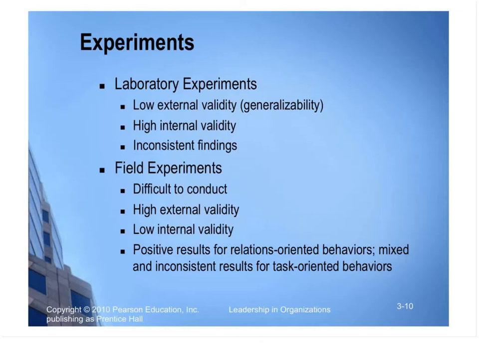And then high internal validity. High internal validity happens when there is a high relationship between the questions. And then inconsistent findings is because you are just doing it in the laboratory. So every single time there's a good chance that you come up with a different result. It's not generalizable.